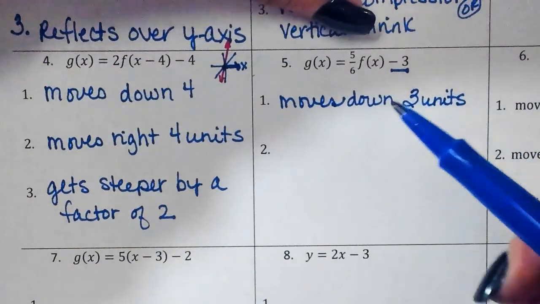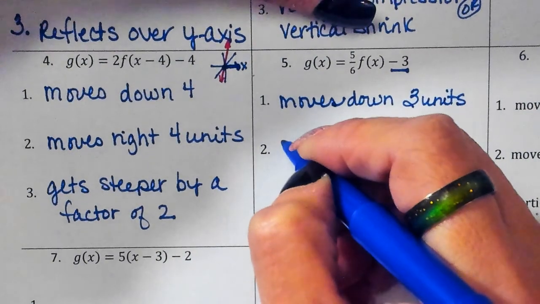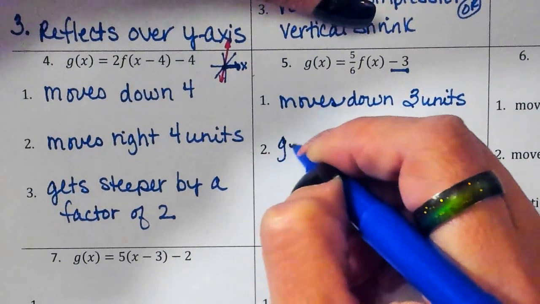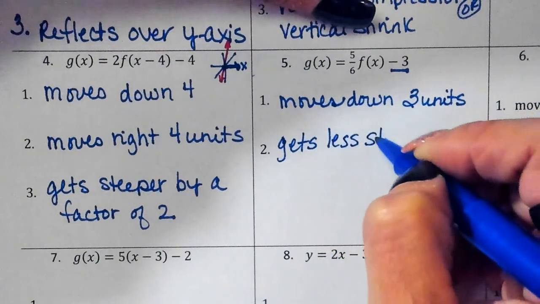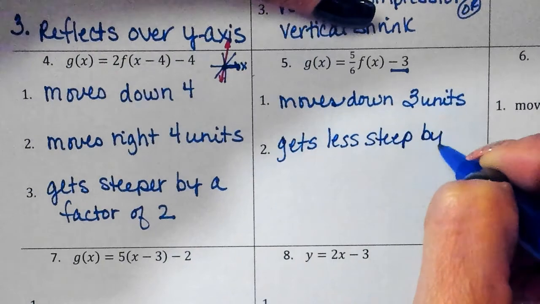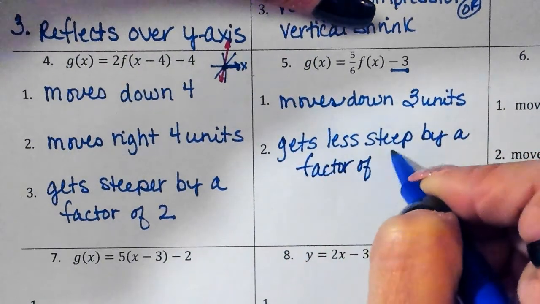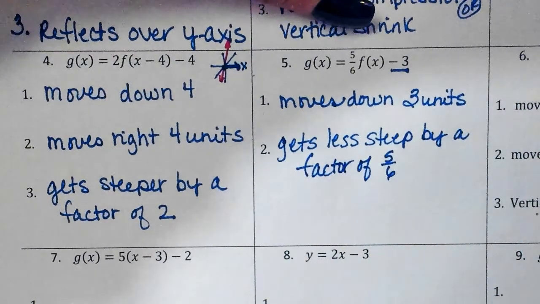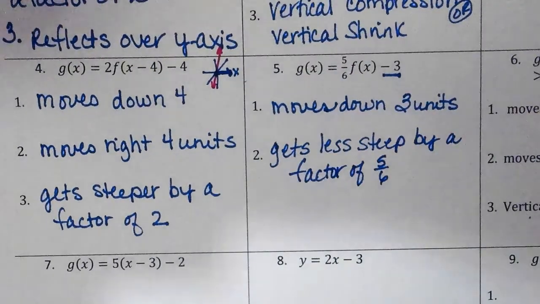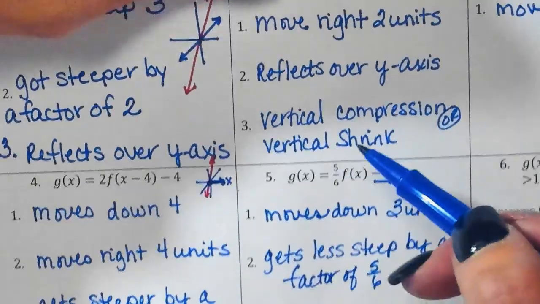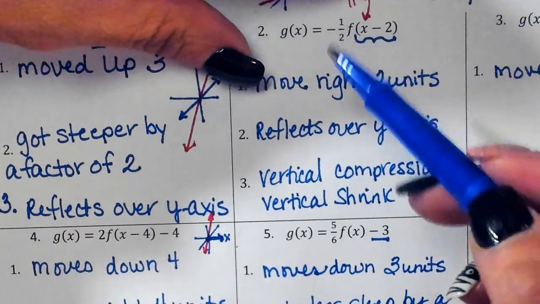5/6. That's a fraction less than 1. Fractions, my head hurts. So it's going to be less steep by a factor of 5/6. Or I could say vertically compressed or vertically shrinks. There's lots of different ways you can say it. Up here I said compressed. I could have said that it gets less steep.